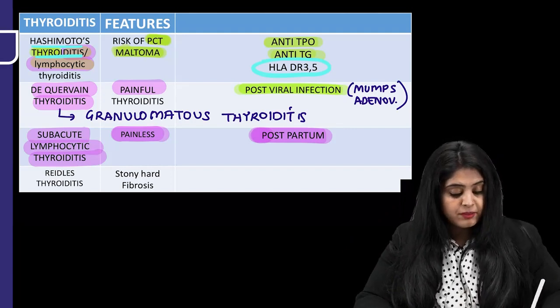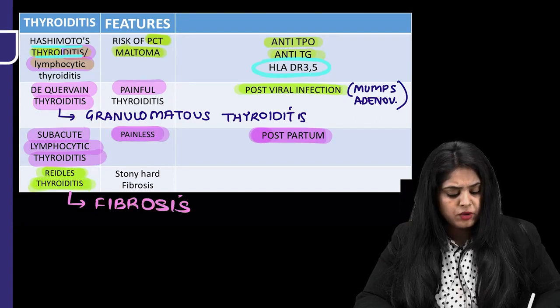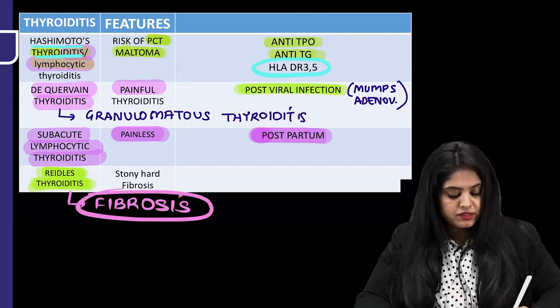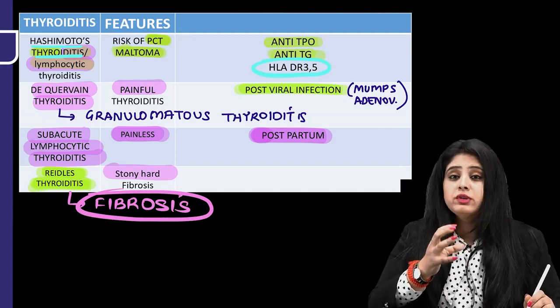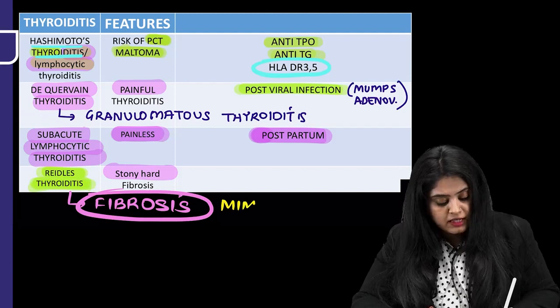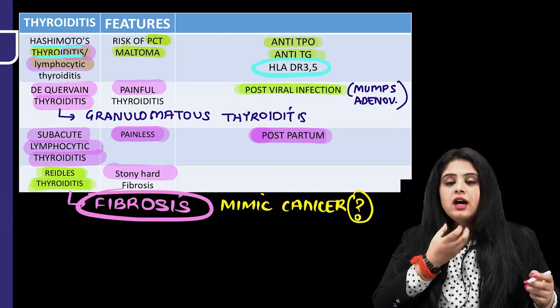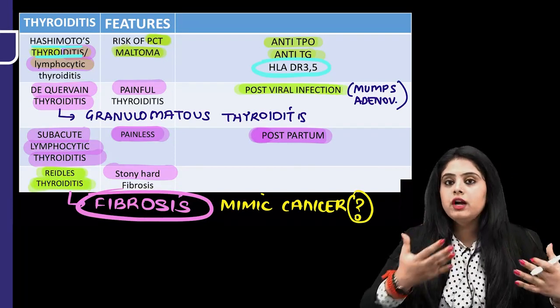Lastly, we have the one that I'm expecting. What is Riedel's thyroiditis? Riedel's thyroiditis is basically a thyroid condition in which there is a lot of fibrosis. There is so much fibrosis that the thyroid starts looking like a stone. It's so hard to touch. And when it's so hard to touch, I start thinking, is it a cancer? This is the one that mimics a cancer. So now, obviously it's not a cancer, but because the thyroid is so hard to touch, you feel it's a cancer.